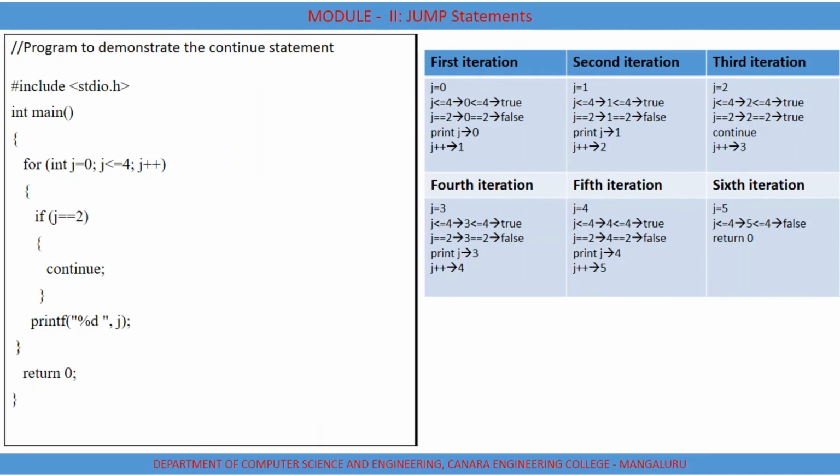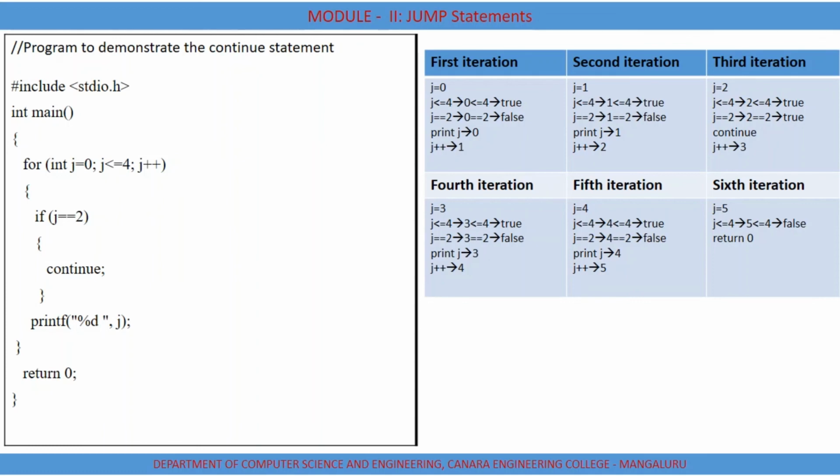Now again the control will come back to the for loop. Now the updation part is taking place, that is j plus plus is executed. So now j value was 0, j becomes 1. Now in the second iteration, 1 is less than or equal to 4. So condition is true, so control will come inside the for loop. Now again the condition if j is equal to 2 is tested. Now j is 1, 1 is equal to 2 is false. So control will directly come out of the if, and it will execute the printf statement. So printf percentage d comma j. So now 1 will be printed.